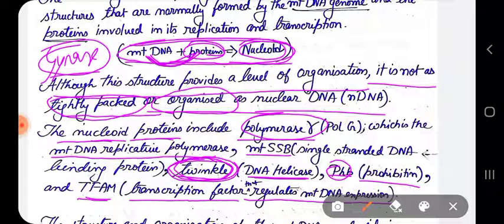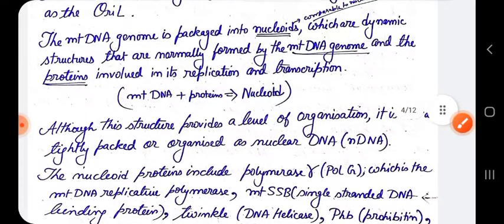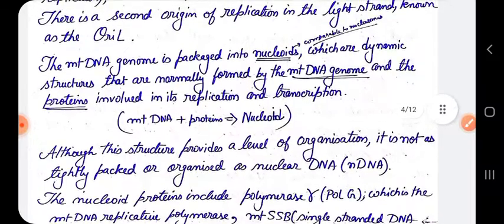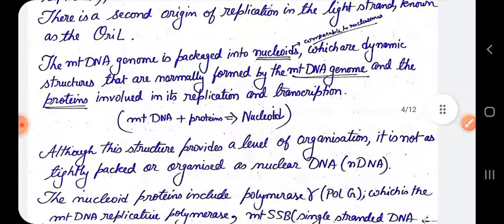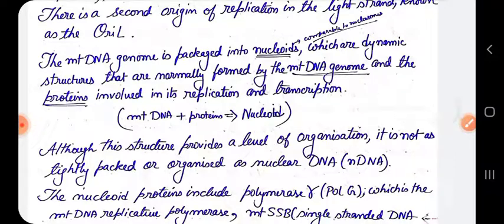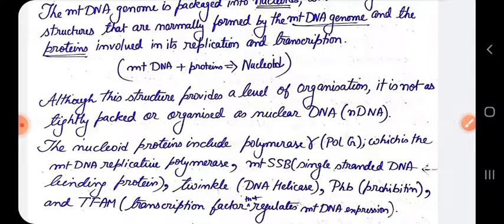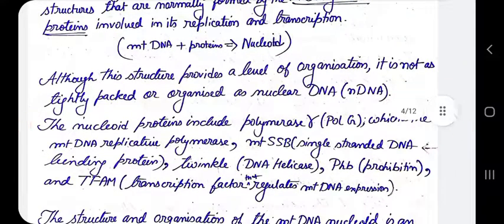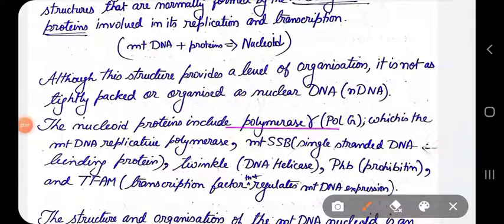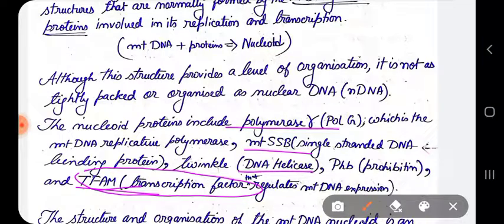So here we can see the nucleoid structure, which can be compared to the nucleosomes, but they are not tightly packed. And which are the proteins which form the nucleoid structure? The proteins which are involved in replication and transcription, like polymerase gamma, involved in replication, single-stranded DNA binding protein, DNA helicase, and TFAM, which is the transcription factor needed for regulation of the mitochondrial DNA expression.